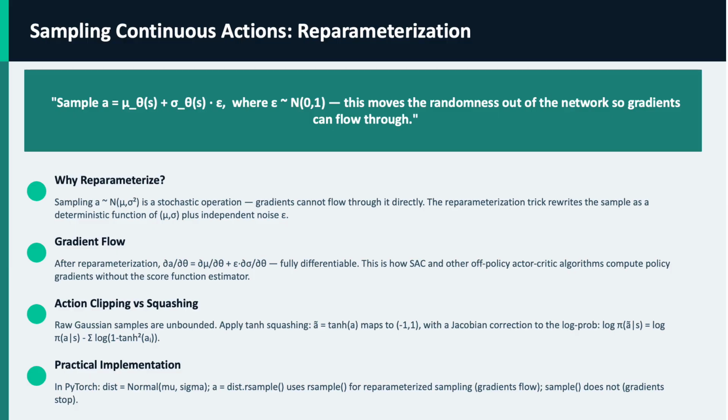Here's a subtle but critical issue. The actor network outputs mu and sigma, and then we sample an action from N(mu, sigma^2). That sampling step is a stochastic operation. It is not a differentiable function of mu and sigma. Gradients cannot flow backward through a random sample, so if we want to compute gradients of the objective with respect to theta using the sampled action, we have a problem. The computation graph is broken at the sampling step.